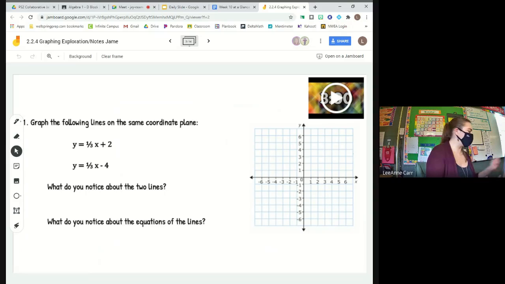Then there are 2 questions about what you notice about the lines themselves, and what you notice about the equations of the lines. So don't throw answers in yet. I will ask for answers to those questions, but I'll give you about 2 minutes to graph both of those lines and make some observations. Virtual people, I will be right back. I'm just going to do a lap around the class here.